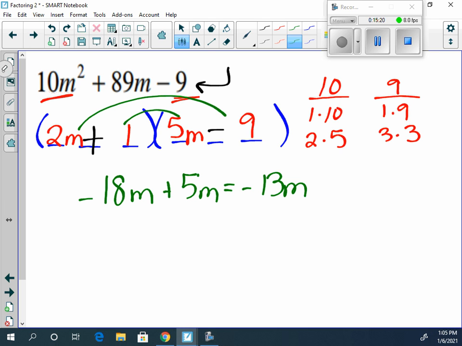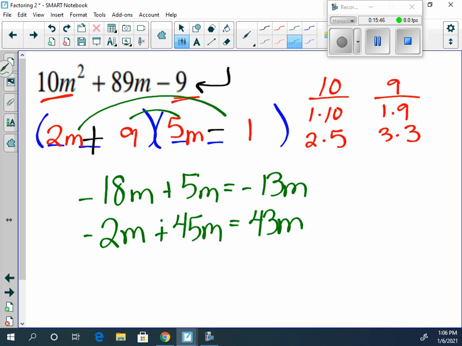So what we can do is I can take the 1 and 9 and flip them and do 9 and 1 and see if this changes anything. Well, 2m times negative 1 would be negative 2m. 9 times 5m is going to be plus 45m, which will give us 43m. So it went up. It is a little bit closer than our first try, but it's not quite there yet.